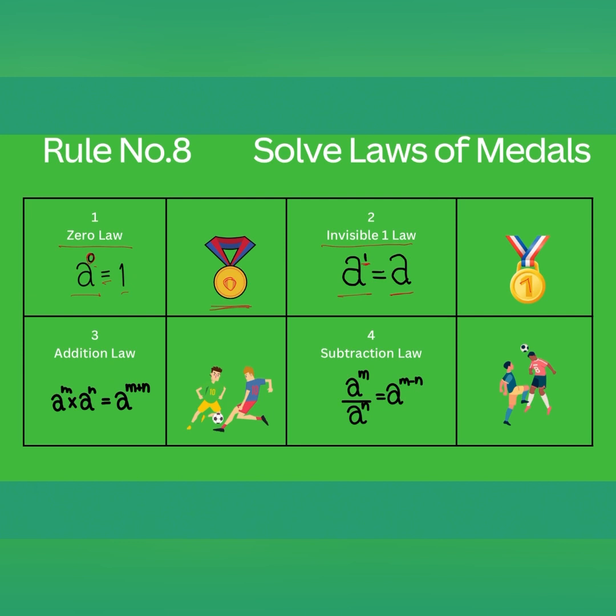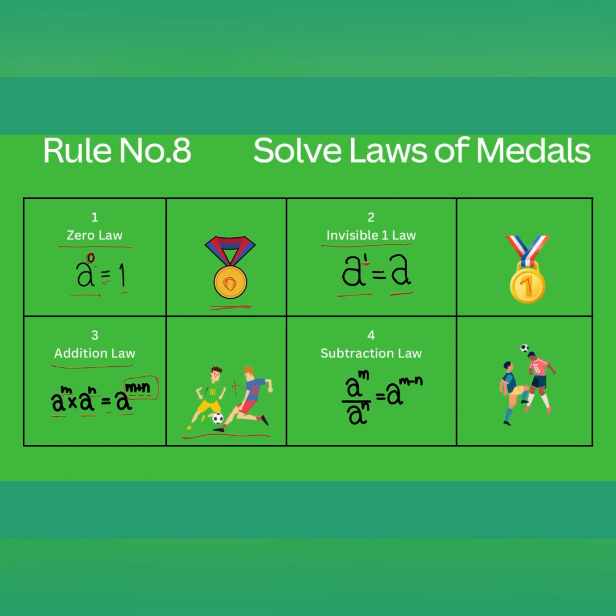Then the third law is the addition law. And the addition law says a to the power m times a to the power n equals a to the power m plus n. And the reason we call it the addition law is because when we multiply 2 players, when 2 players are tackling, we must add their medals. That's why we have the addition law. So when we see the picture here of 2 players tackling for the ball, we must add their medals.